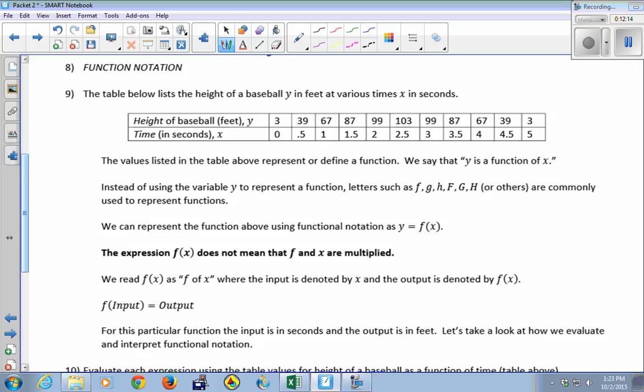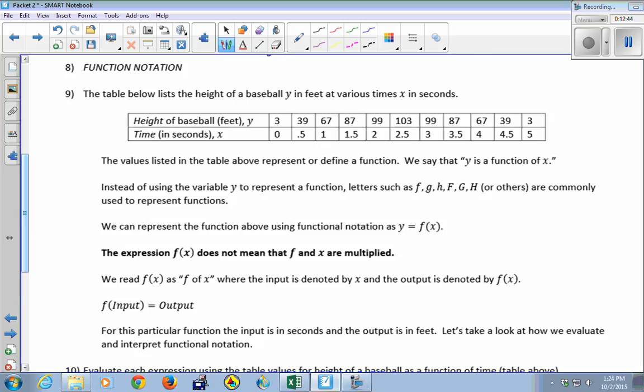So generally in this class, instead of using a y, which is probably what you're used to, we're going to use a capital letter like F for function, right? And then if we want to be really creative, we might use G and H because they're the next two letters in the alphabet, right? F for function and then G and H. And then we might even get really fancy and use capital F, G, and H. So those are typically used as function names.